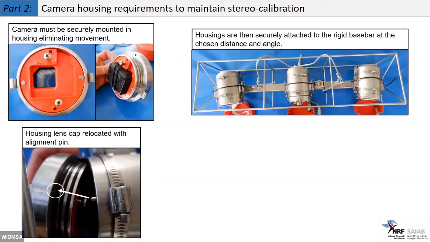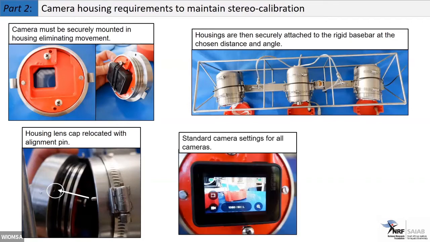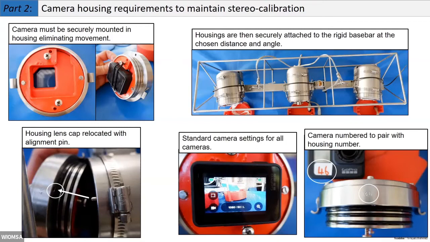And then the housings need to be securely attached to the base bar, and the base bar itself must be rigid enough to eliminate any bending or twisting. You then need to ensure that the standard camera settings were used during the calibration, and that these settings are maintained for the duration of the research. And then lastly, you need to ensure that the cameras and housings are paired together. This is because individual cameras might have slightly different lens, sensor, or build parameters, which will influence the calibration.